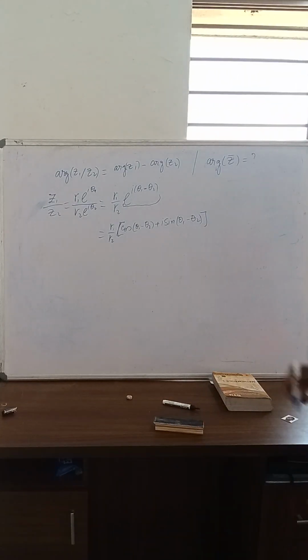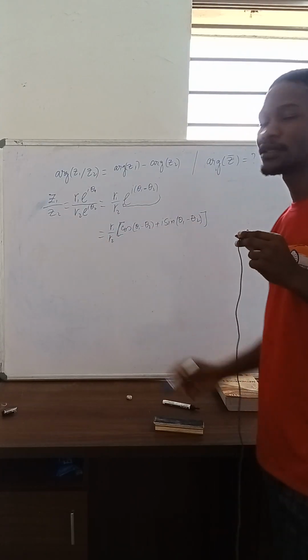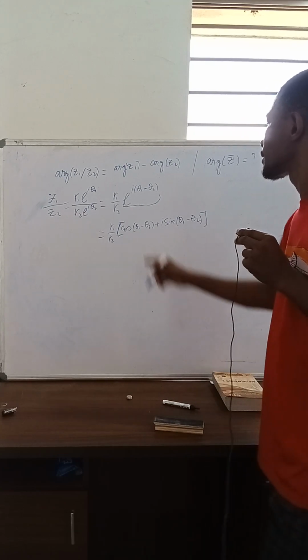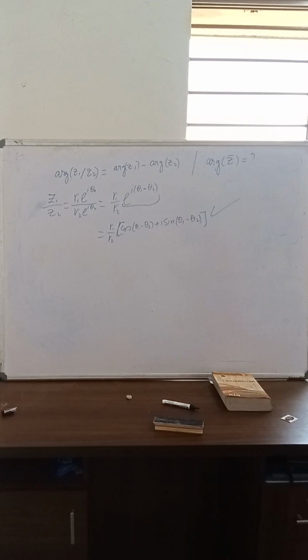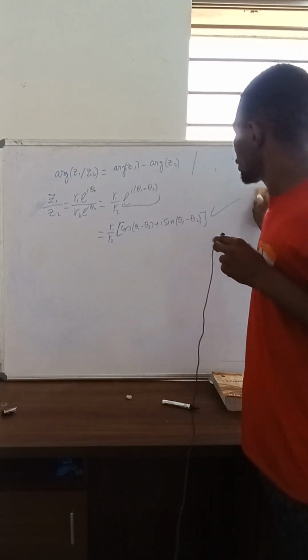Then it's proved. So here we can say the argument of Z1 upon Z2 will be this, theta 1 minus theta 2. Then it is proved. That's fine. Okay?